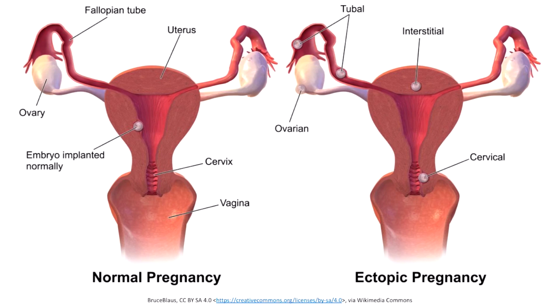Here is an image showing various sites of implantation in ectopic pregnancy. In a normal pregnancy, the implantation occurs in the uterine cavity. Whereas in ectopic pregnancy, the implantation can occur in the tubes, the ovary, the interstitium, or the cervix.